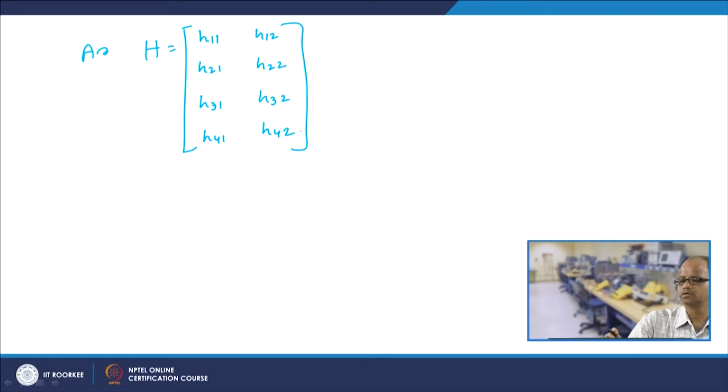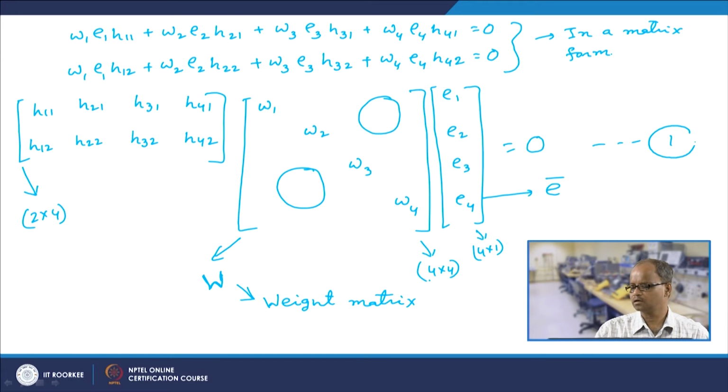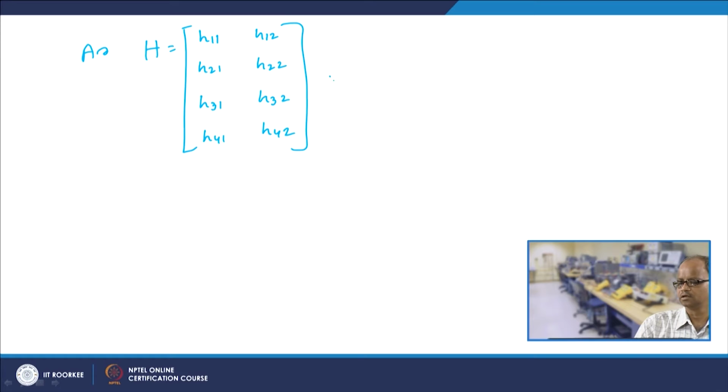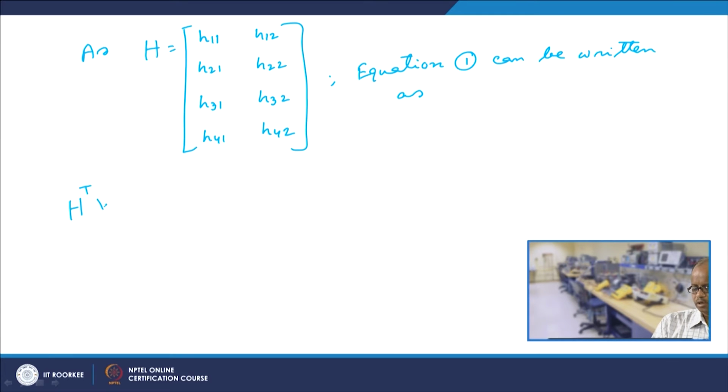And H would be H11, H12, H21, H22, H31, H32, and H41, H42. So, if I say that this is equation 1, then equation 1 can be written as H transpose W into E is equal to 0, right. H transpose W into E is equal to 0.